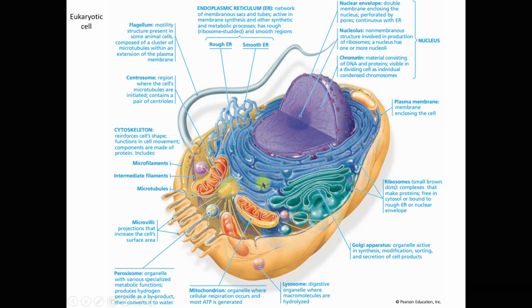After the endoplasmic reticulum, we have another structure here, which is the Golgi apparatus. Do not confuse the ER with the Golgi apparatus. The endoplasmic reticulum is attached after the nucleus. Now this is the Golgi apparatus. It's an organelle that is active in synthesis, modification, sorting and secretion of cell products, especially proteins. You will learn in detail later on about the functions and how the Golgi apparatus works in processing the proteins that are synthesized by the ribosomes.